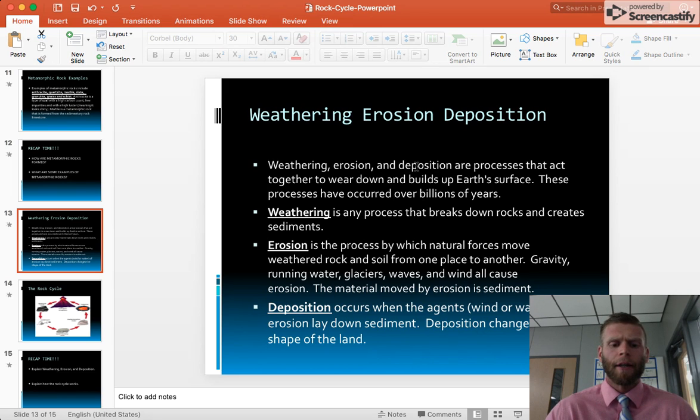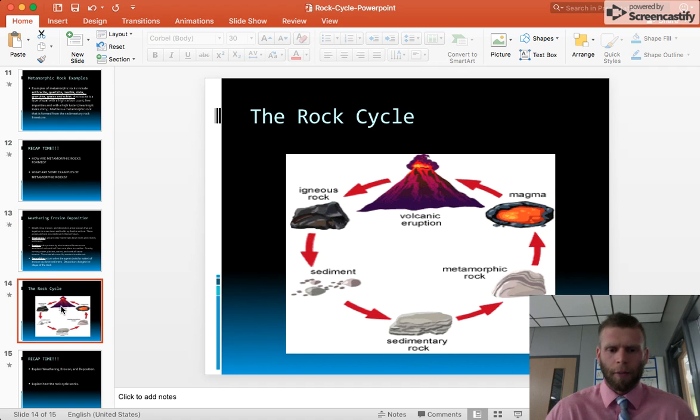And then deposition occurs when the agents of wind or water lay down the sediment, and it can change the shape of the land. So if you think about it, you have a rock, it's weathered, beaten down. It moves somewhere, gets dropped off. So it goes through erosion, deposition, all that. Then it gets compacted together and cemented together. So cementation, compaction together. And that would form what type of rock? Sedimentary rock. All right, so we're going to look at a quick picture of the rock cycle.